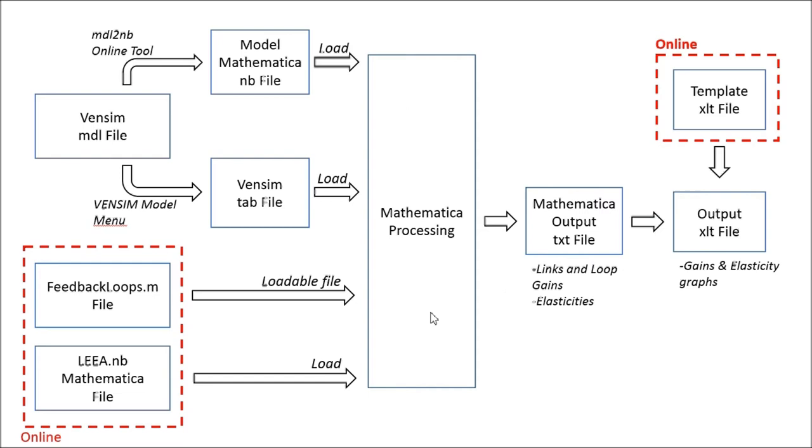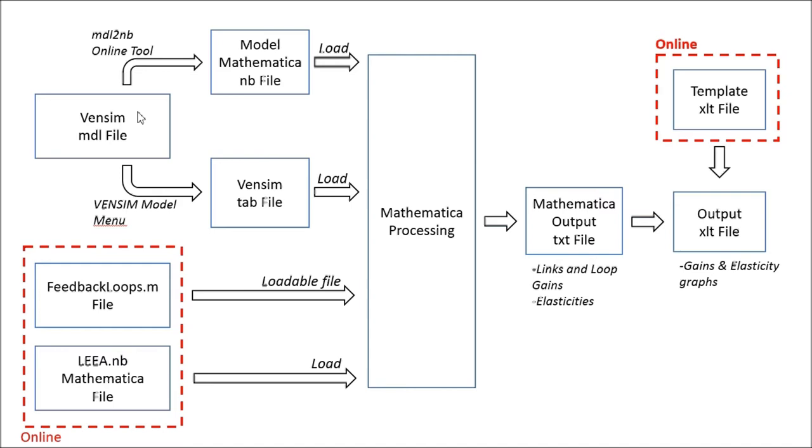Now, which files do we need to load into Mathematica? These are 4 files. 3 of those we have to load, and one of these has to be loadable. That means it has to be available for Mathematica for when it is needed. And there's a specific directory in your computer that Mathematica indicates as the directory where the loadable files should be located. So we will see it when we go through Mathematica. But for the files that need to be loaded first, we will need to load two files that are derived from the Vensim model.